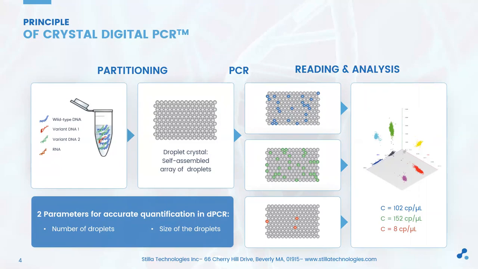In this scheme, for example, 2 variant sequences of genomic DNA can be quantified together with the wild-type sequence. In such an experiment, the lowest abundant target, in red here, is artificially enriched by partitioning, making it less prone to competition, as would be the case in a bulk solution in qPCR. That is why digital PCR is more sensitive than qPCR to detect rare events.